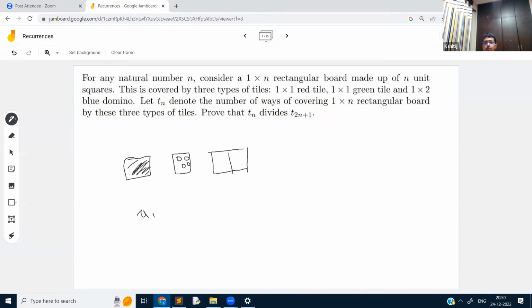So for a hint, I will just put the recurrence, which should be easy to get. There are three options. Two of them lead to a board with n minus 1 remaining tiles, and one leads to a board with n minus 2 remaining tiles. So if you get a solution, you can write in the chat that you are able to solve.